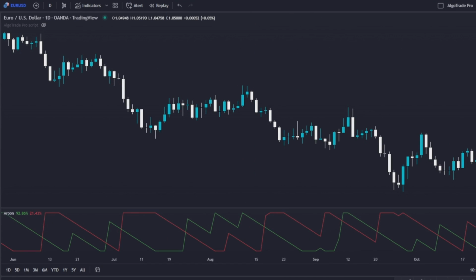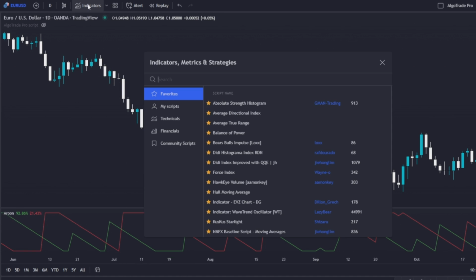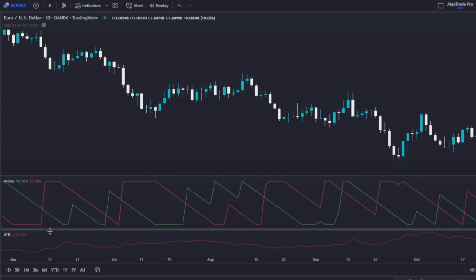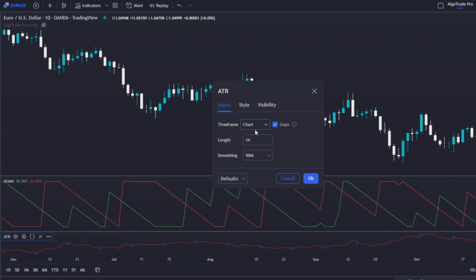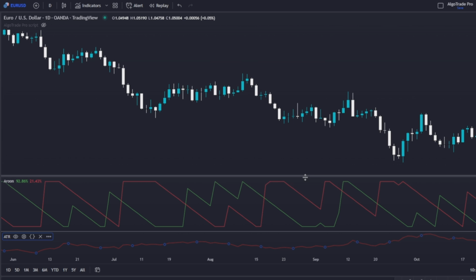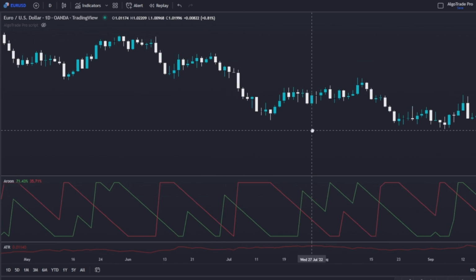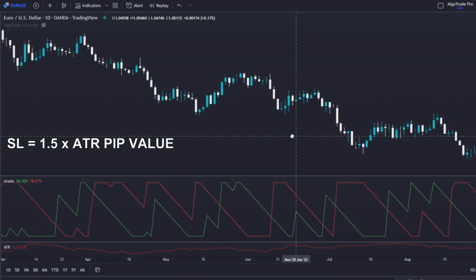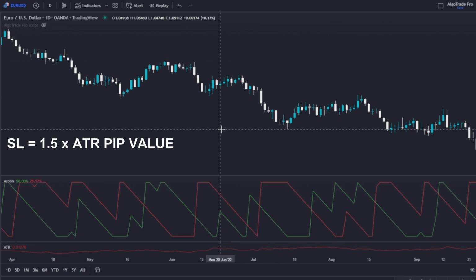Also, I am going to search for the ATR indicator, and I will use it with the default settings. For those who saw my last video, you know why, but for those who didn't see it, we use the ATR indicator to place stop losses and the take profits on every single trade. For stop losses, the value is 1.5 times the ATR pip value, and for take profits, the value is 1 times the ATR pip value.